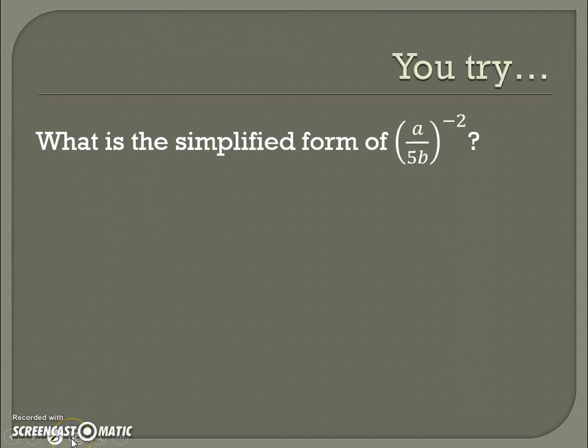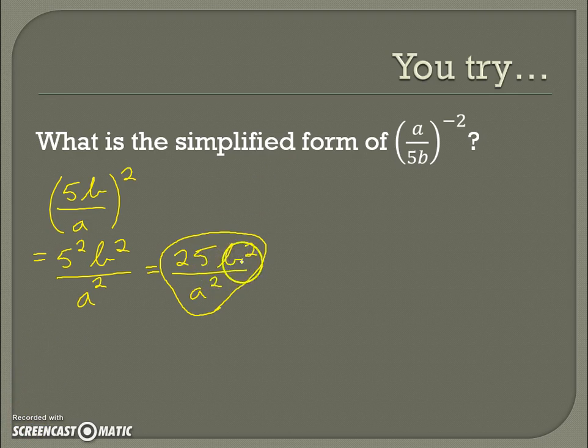Here's one for you to try. Go ahead and pause. The answer will be up in 3, 2, 1. All right, so that's what I got. 25b squared over a squared. Check your work against mine. Again, I flip the fraction, make that positive, and then this goes to everything in there. So be very, very careful with that.